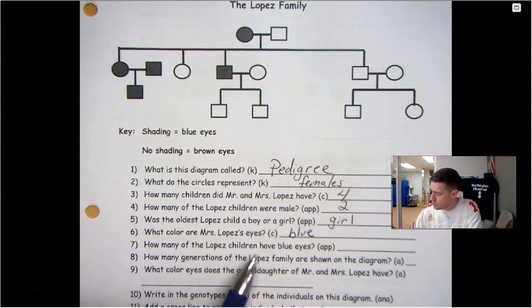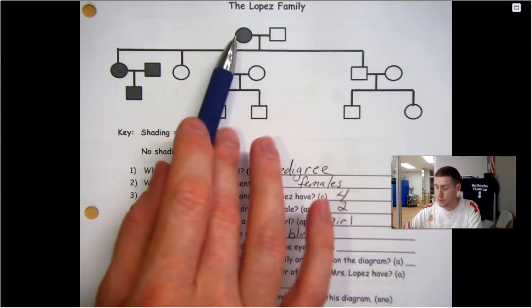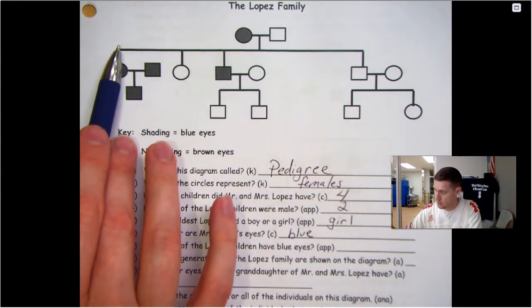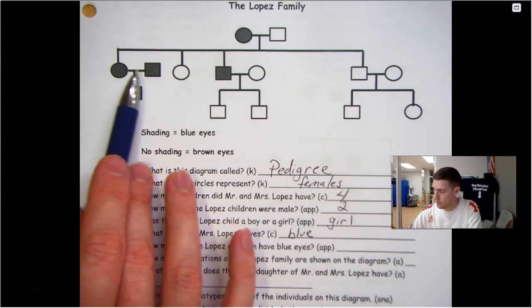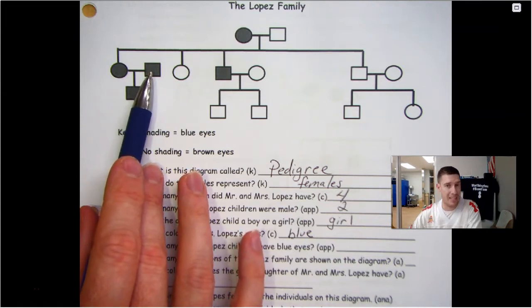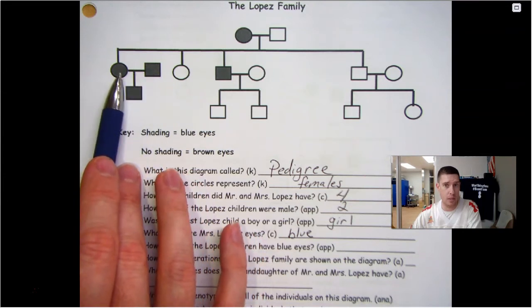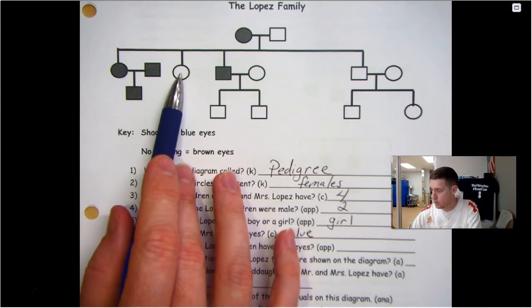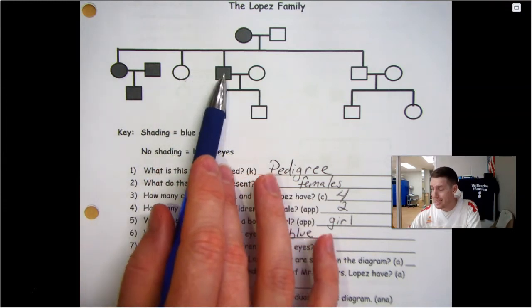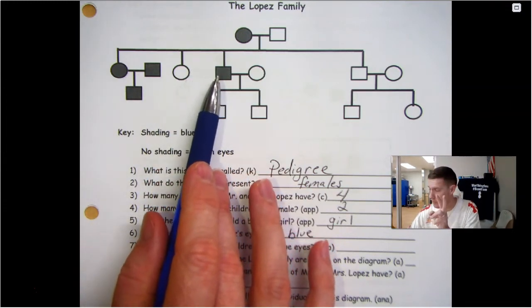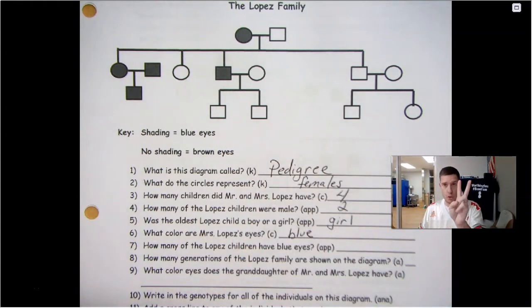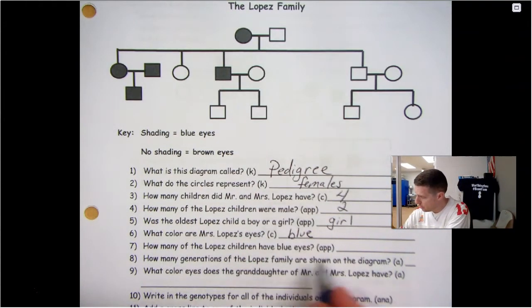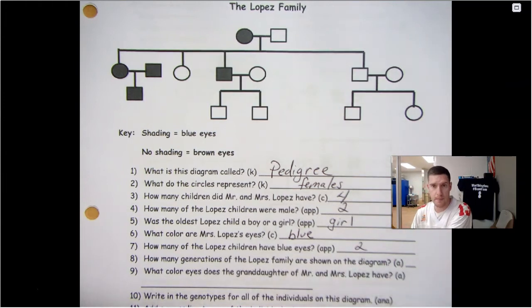How many of the Lopez children have blue eyes? So, children of these 2 parents here. This is a child, shaded, so blue eyes. You see a shaded shape here, but he is not a Lopez child. He married a Lopez child, so this does not count. So 1, she has brown eyes. He has blue eyes, so that's 2. He has brown. So 2 of the Lopez children have blue eyes.